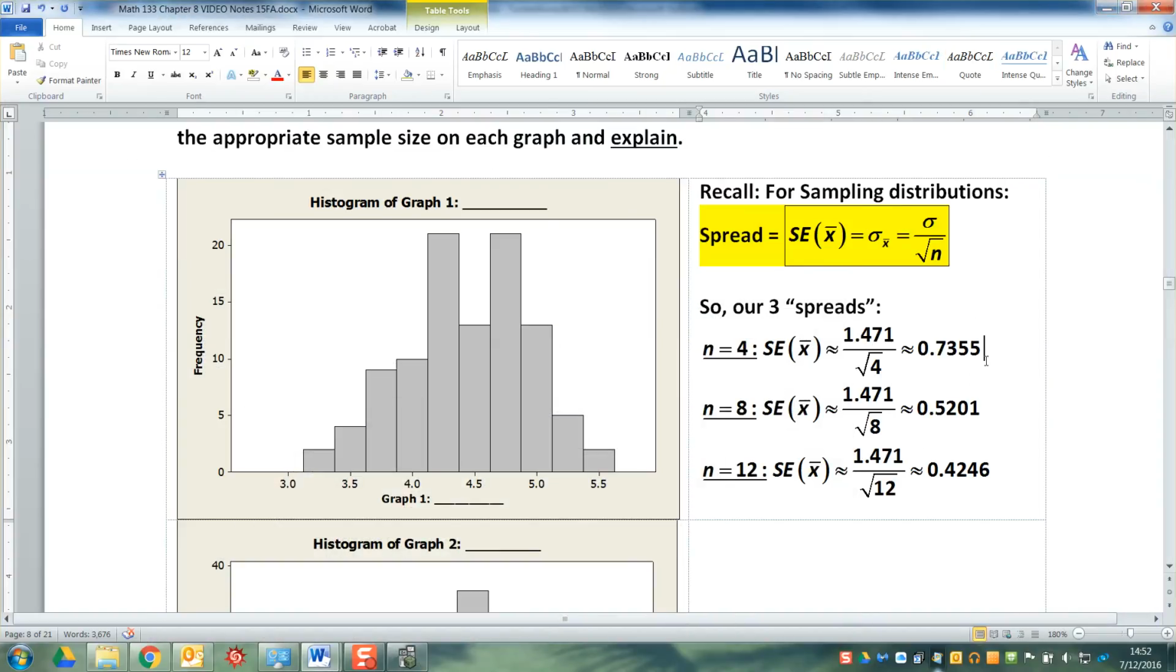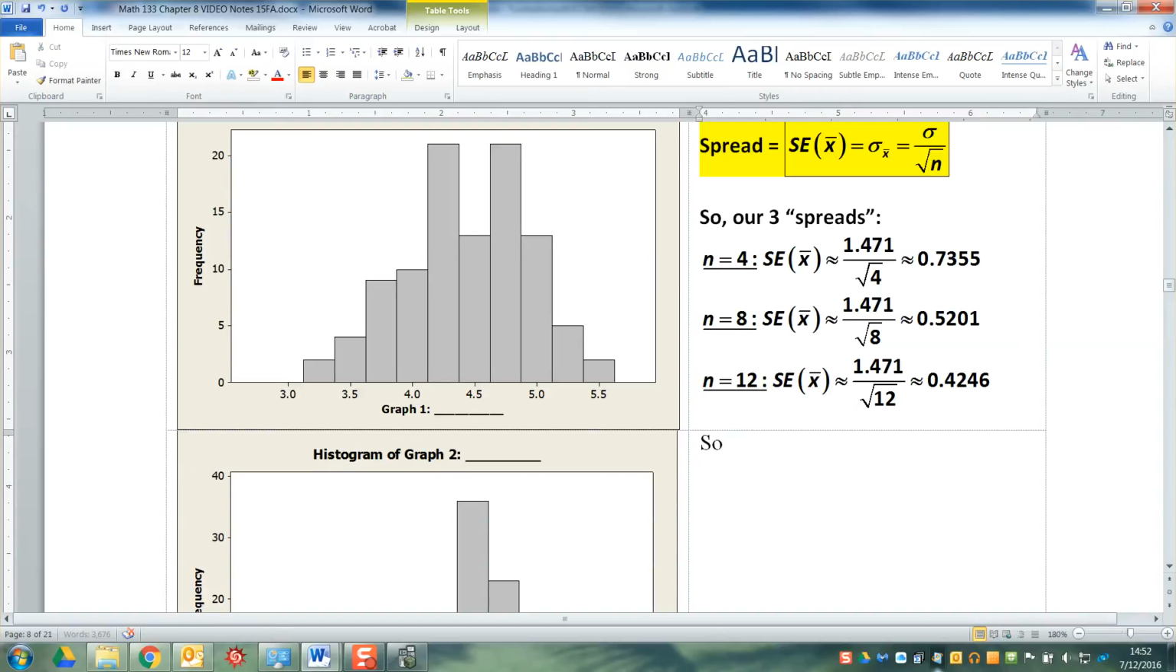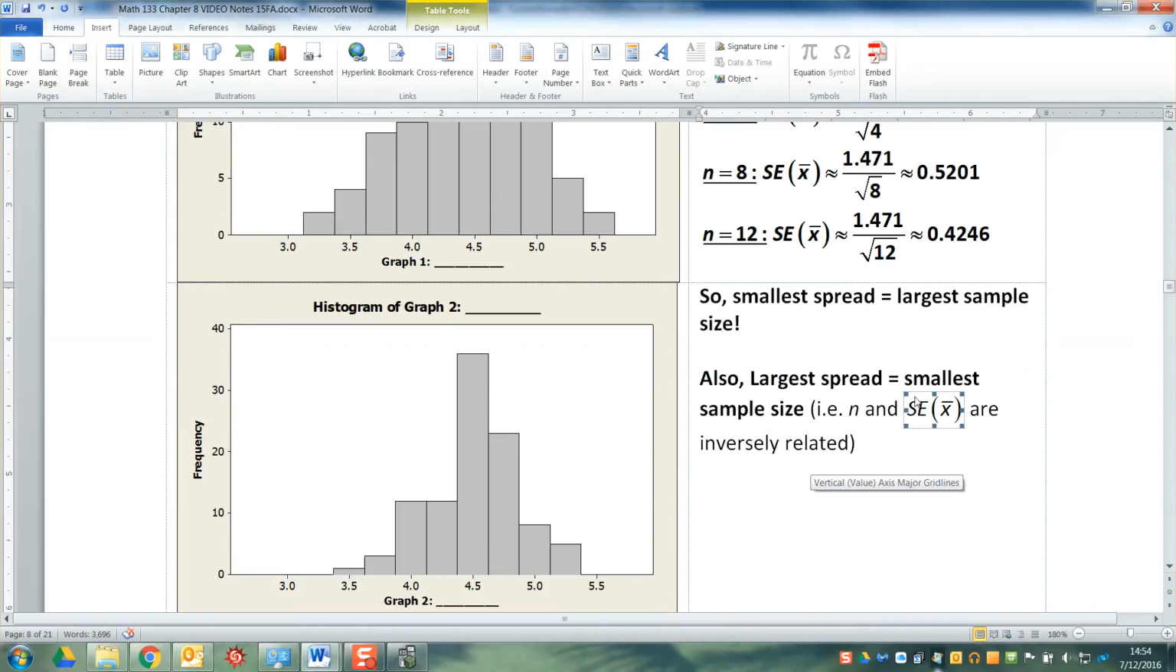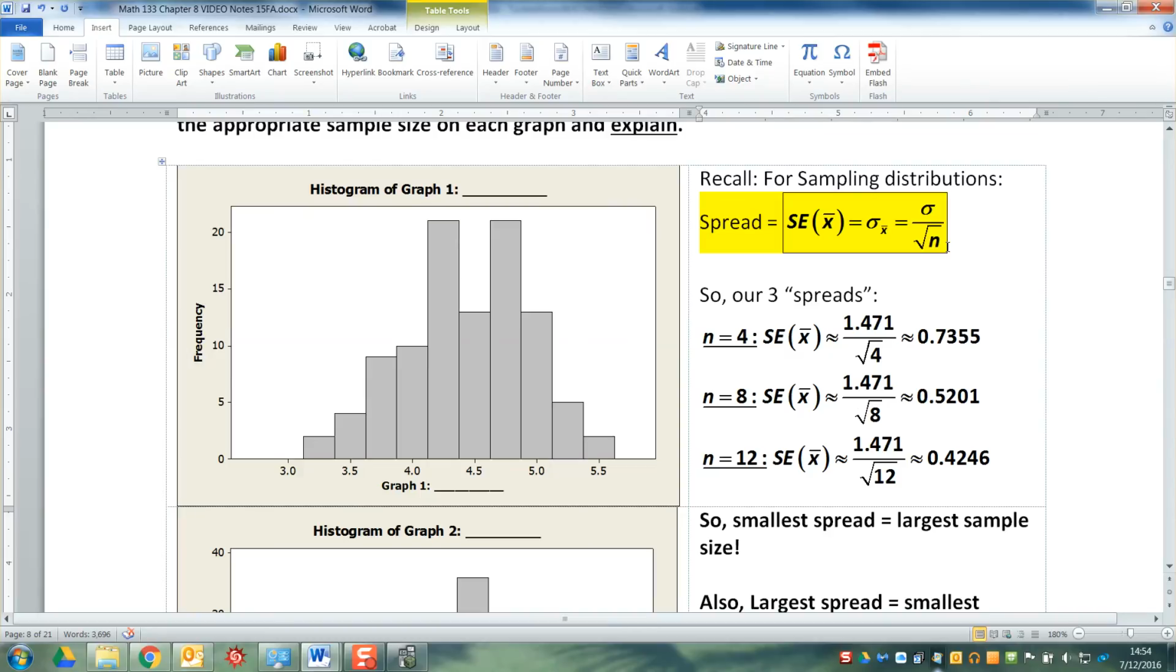So think about what this means. The smallest spread is going to actually happen when you have the largest sample size. So what we just found was that the smallest spread is the largest sample size, and that also means the largest spread is the smallest sample size. In other words, n and the standard error are inversely related, which should not be any shock to anybody, because that's why n is in the denominator.